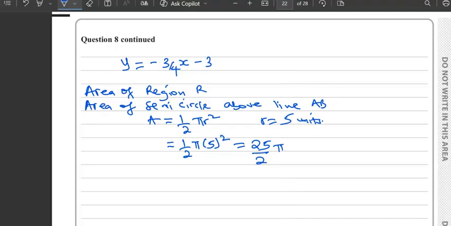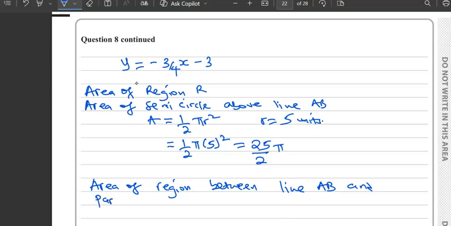Number 2, we also need to get the area of the region between line AB and parabola S, and of course that area is simply below line AB.